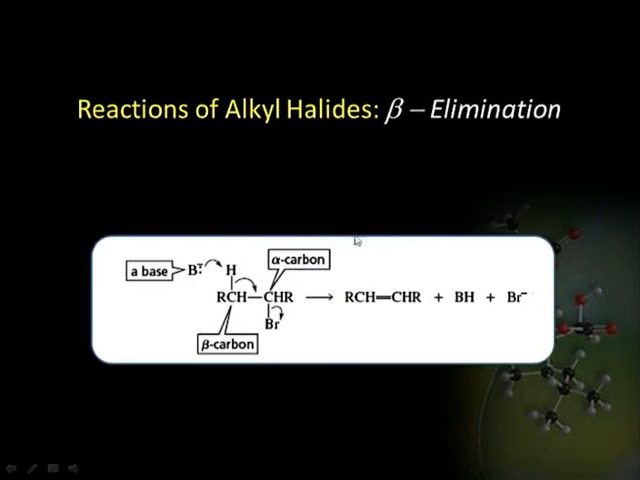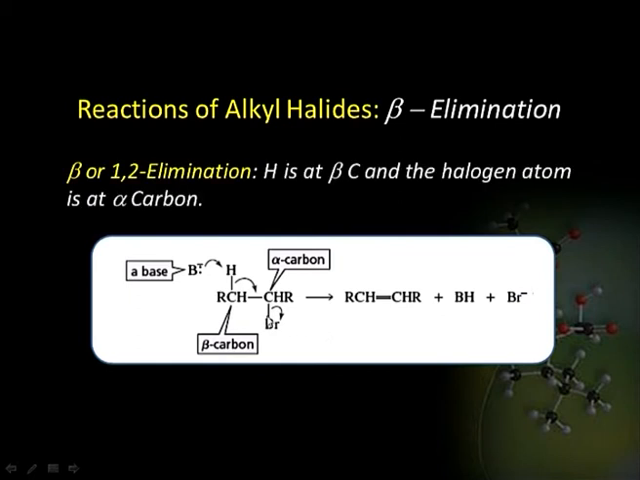If we see in beta elimination, why we call it beta is because we have the halogen group attached to the alpha carbon, whereas the hydrogen is attached to the beta carbon in an alkyl halide. During the removal of hydrogen halide, these two carbon atoms are involved, where hydrogen is at the beta carbon and the halogen atom is at the alpha carbon. So, we call it 1,2 elimination or beta elimination.